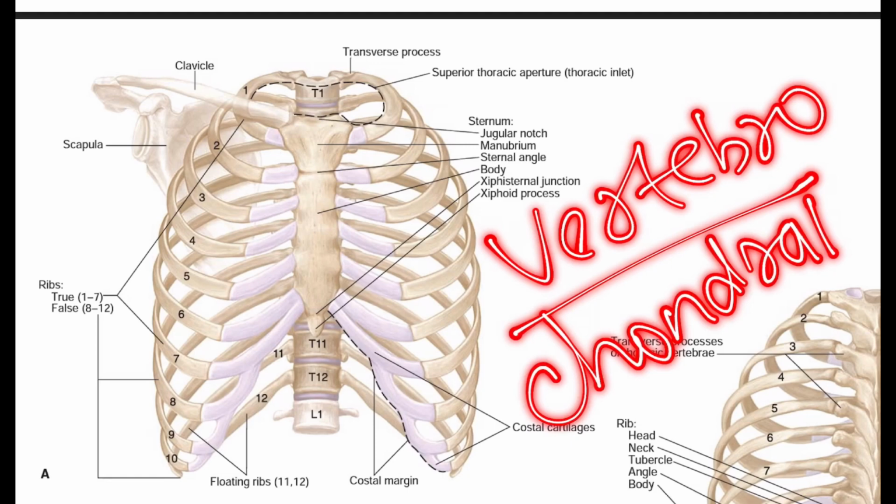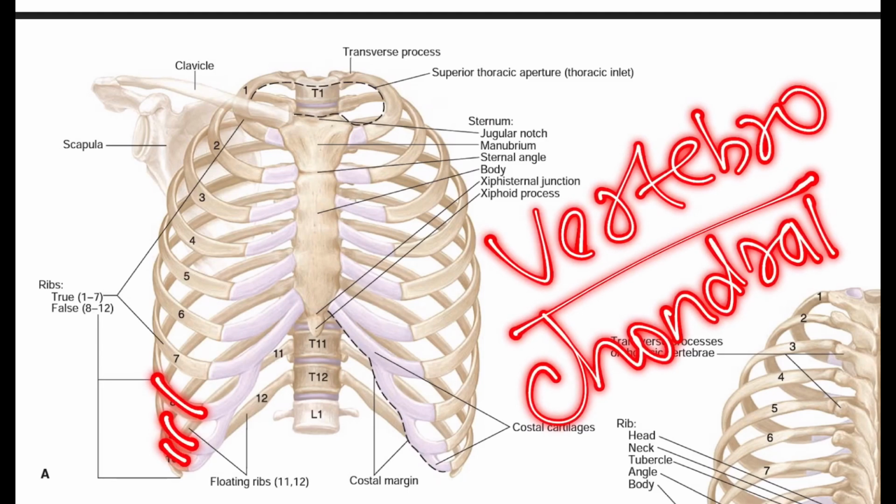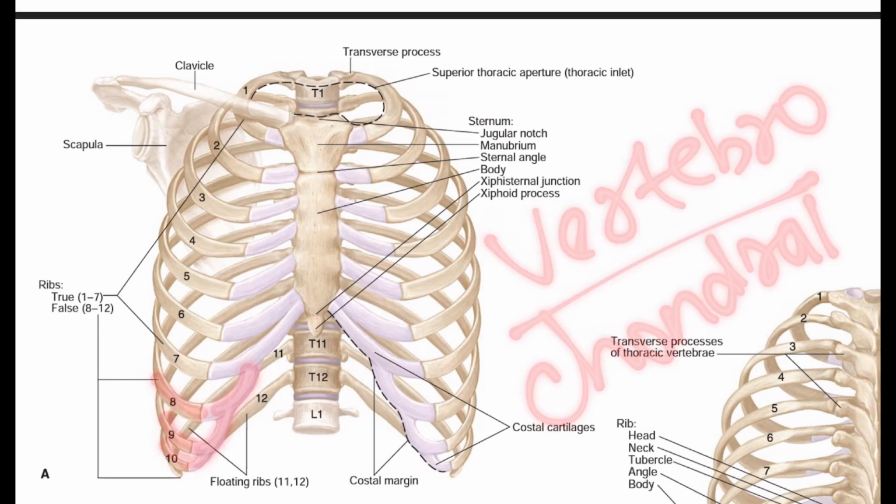So the ribs are attached to the cartilage. What are the ribs? 8th to 10th ribs are vertebrochondral ribs. Here you can see the 8th rib, 9th rib, 10th rib. They are attached posteriorly to the vertebral bone, and anteriorly you can see they are attached to the costal cartilages.